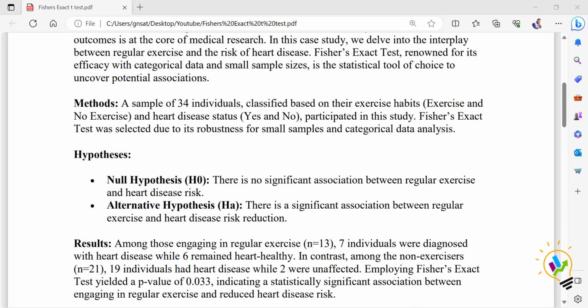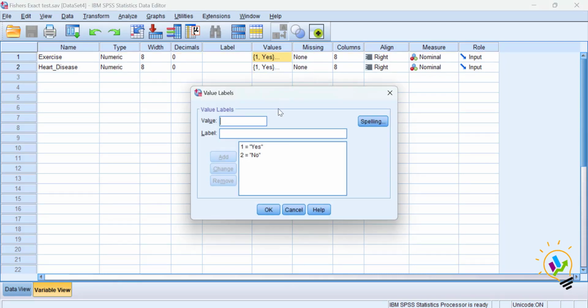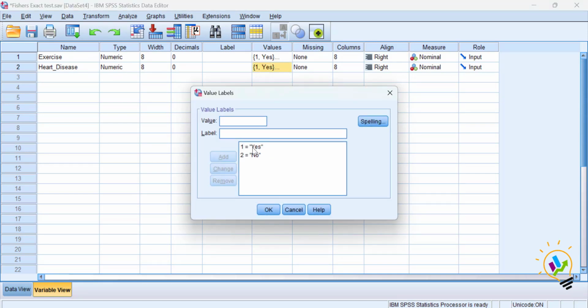In this case, let me show you the data set. In this data set, the first variable is exercise. We have 1 and 2. 1 means yes, they are doing regular exercise. 2 means they are not doing any regular exercise. For heart disease, 1 means they have the disease and 2 means they don't have any disease.